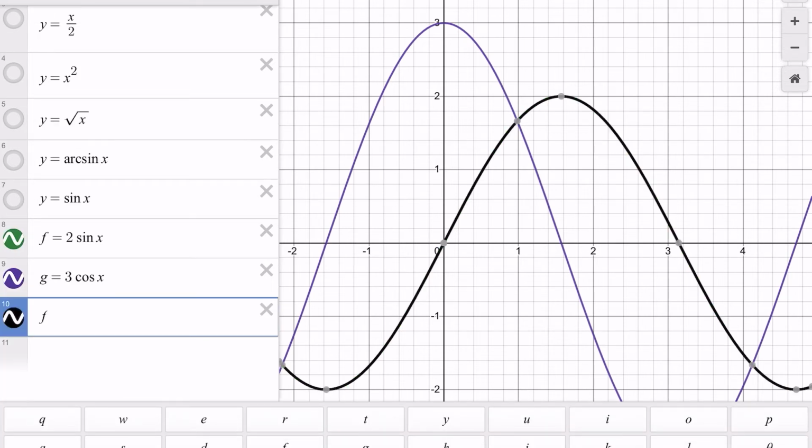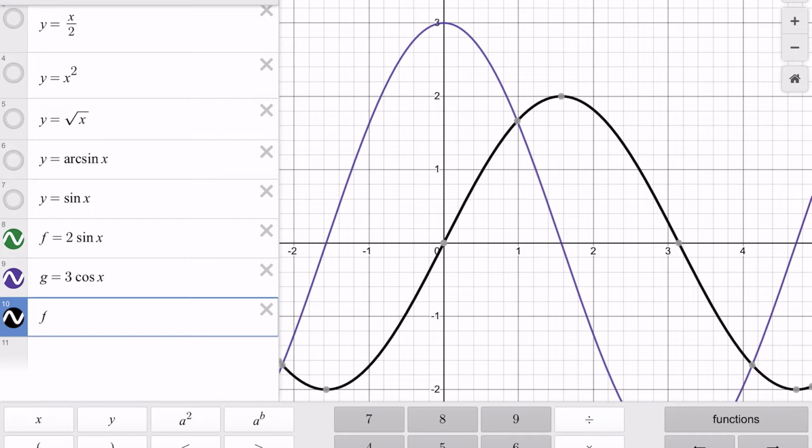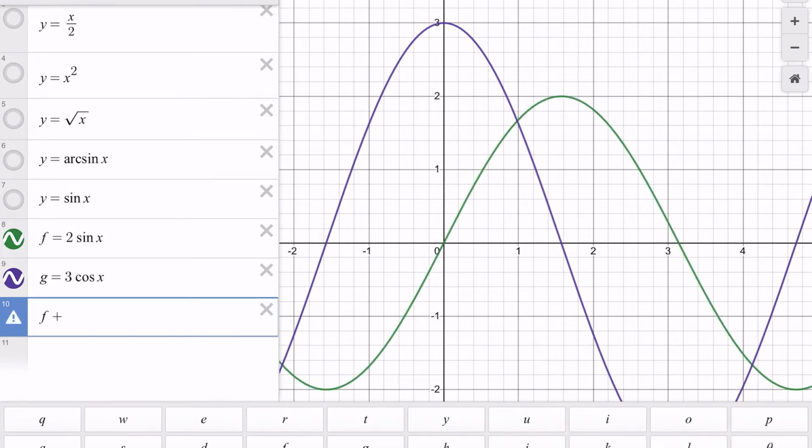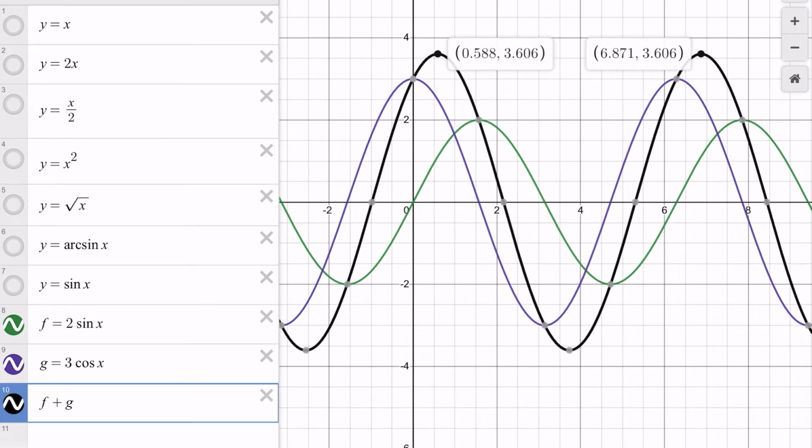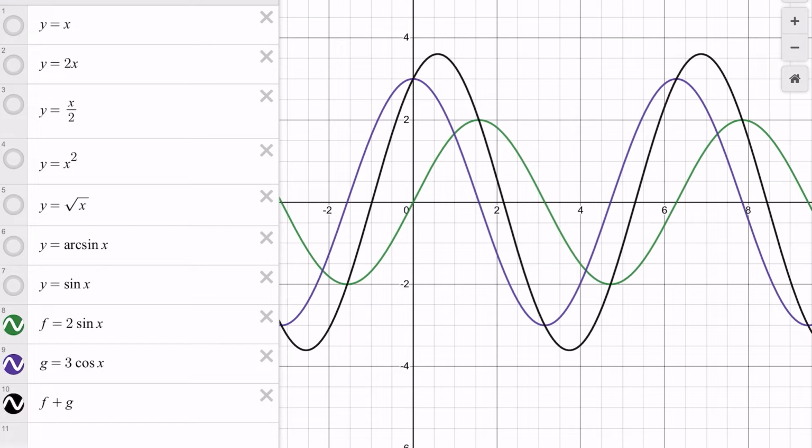When I add them, see how I just get a trig graph which actually has the same period. It has a period of 2 pi. So when you add two trig functions, the amplitude's different, of course, and the position where the first maximum occurs isn't at an obvious place, but the period remains the same.